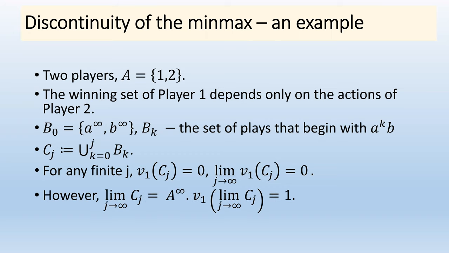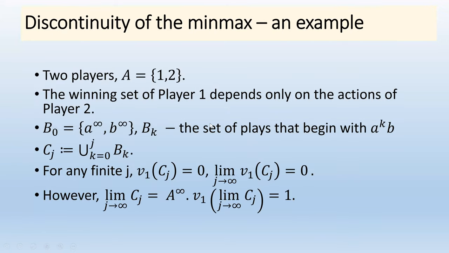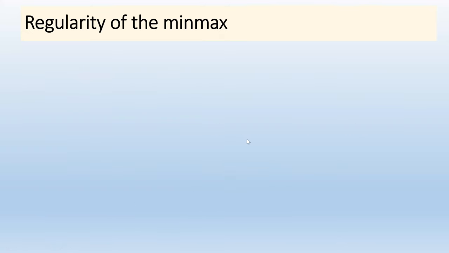On the other hand, if we look at the limit set of CJ when J goes to infinity, this is simply all the plays, because each and every play you can think about is either all A or all B, or begins with some number of A's followed by B. And therefore, the value of the limit is one. So the limit of the values is not equal to the value of the limit. So it's not always well behaved.